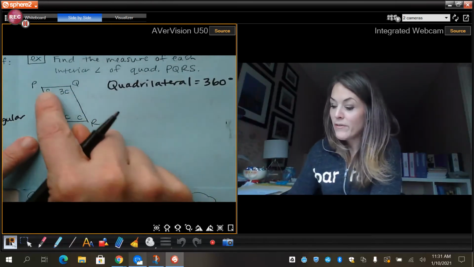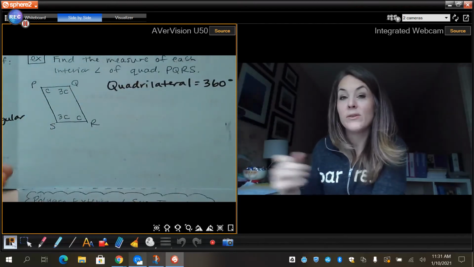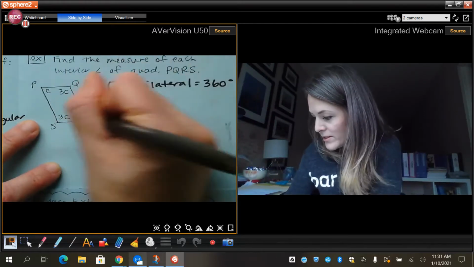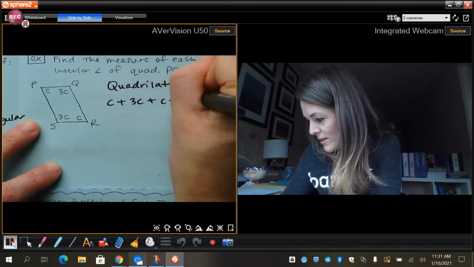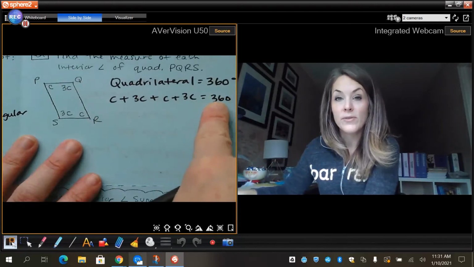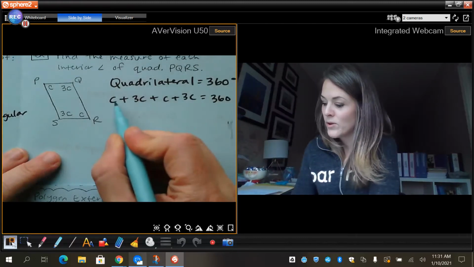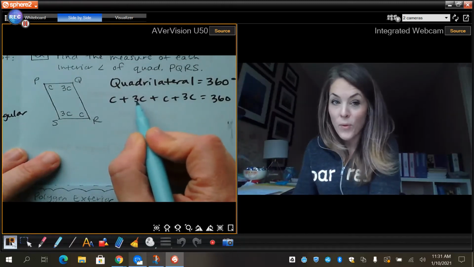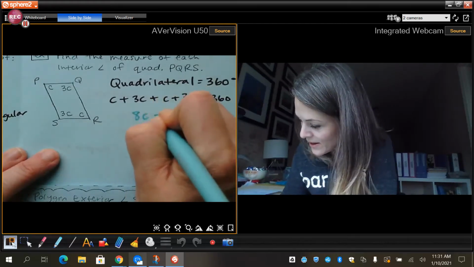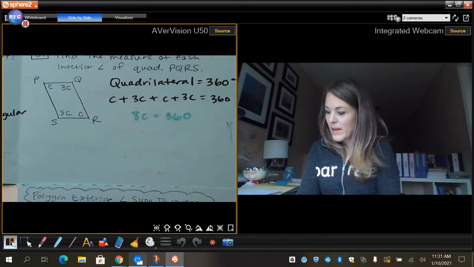So here I have 4 angles, and I know the sum of them adds up to 360. So I'm going to use that equation. I'm going to do C plus 3C plus C plus 3C equals 360. So I'm taking all 4 of those angles, adding it up to 360 because it's a quadrilateral. Okay, now I'm going to go ahead and solve by combining like terms. So I have 1C plus 3C is 4C, plus another C is 5C, plus 3 more is 8C, equals 360. And then I'm going to divide both sides by 8.